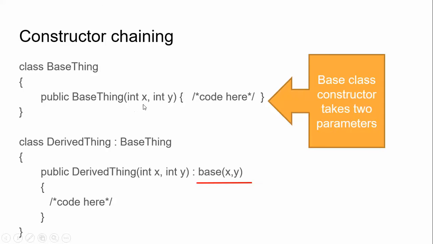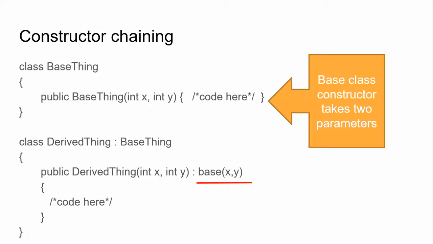And now we're going to make a new class called derived thing that uses the base class. This syntax right here is the mechanism for calling the base class constructor. When you say :base, this means call the constructor in my base class. And this call, base x y, will run before the code in the constructor itself. So when this derived thing constructor is called, it says, oh wait, I can't run my code yet, I have to call my base class's constructor.